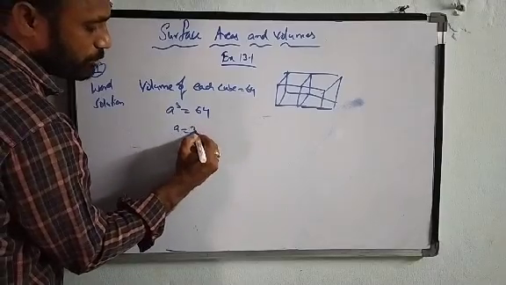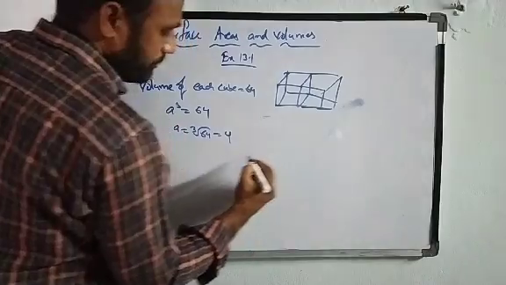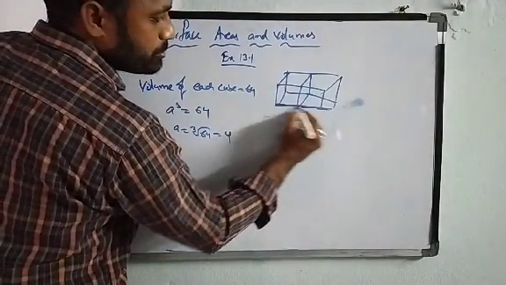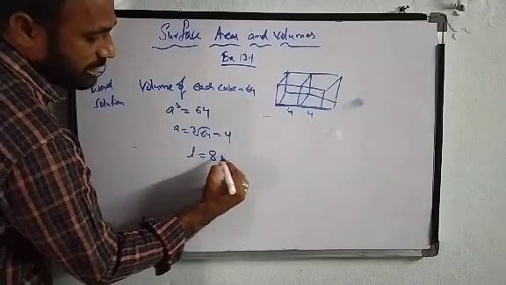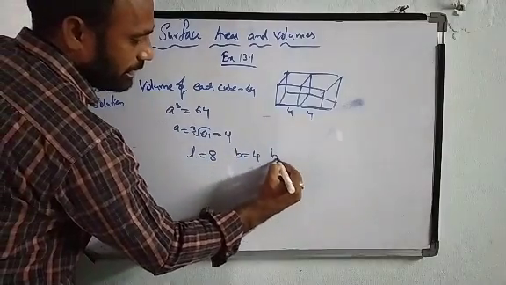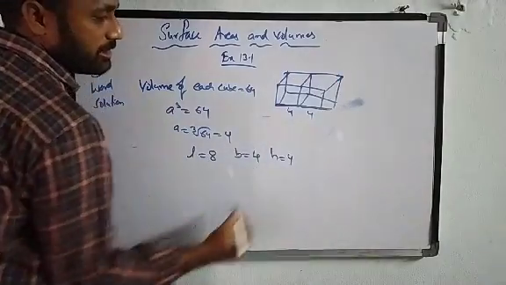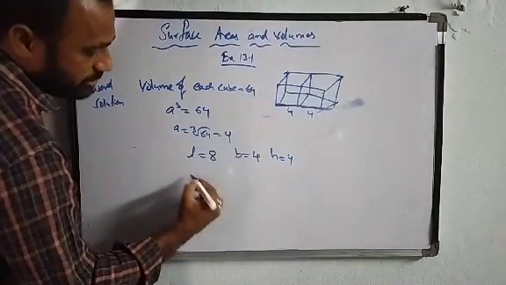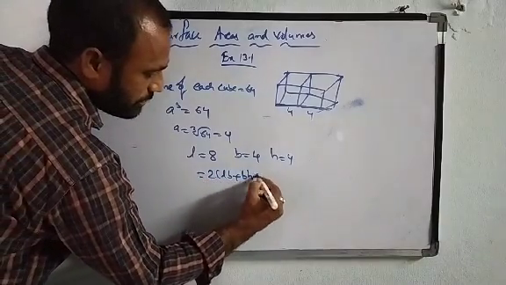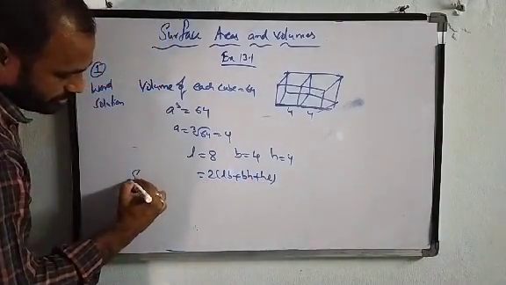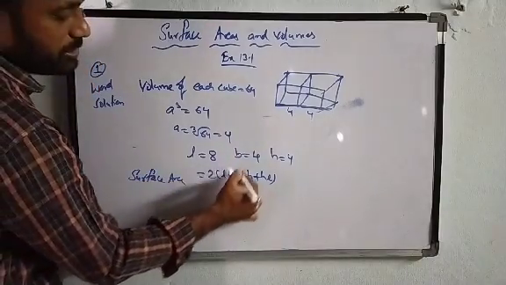So a will be the cube root of 64, which is 4. So side of each cube is 4. Since we are joining two cubes, then length will become 8. So length of the cuboid is 8, breadth will be 4 and height will be 4. So he is asking to find the area of the resulting cuboid. So resulting cuboid will be 2 into (LB plus BH plus HL). This is the surface area. So if you substitute the values, you will get the answer.